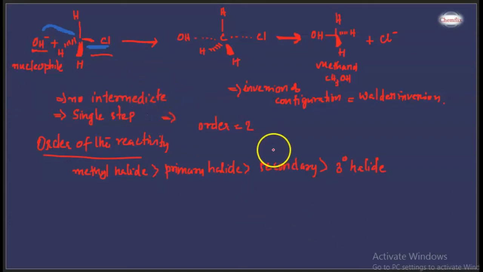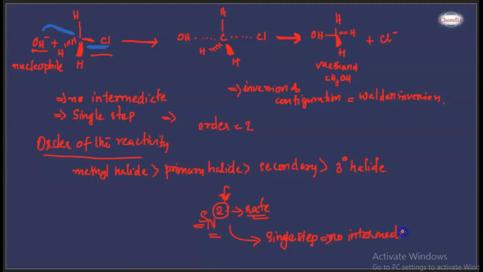So this is all about the SN2 reaction. In SN2, the 2 means the order is 2, which means that in the rate determining step both of the reactants take part. It is substitution nucleophilic, and since it is 2, it takes place in a single step, and in a single step there is no intermediate, and of course there is Walden inversion. So that's all about the SN2 mechanism.